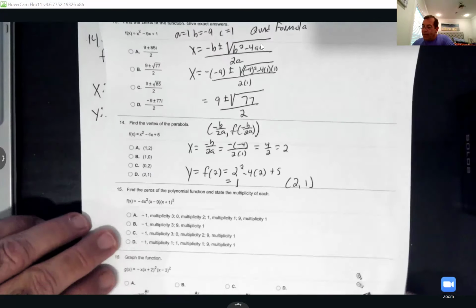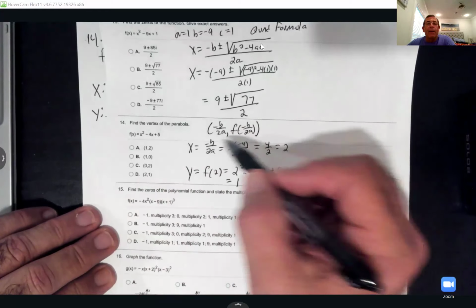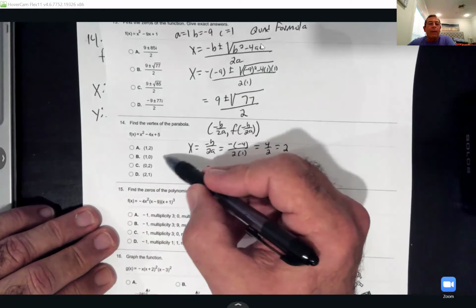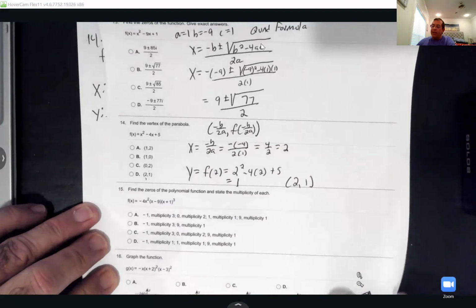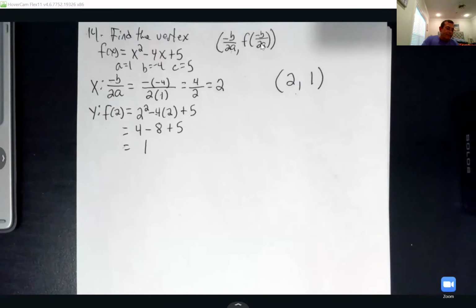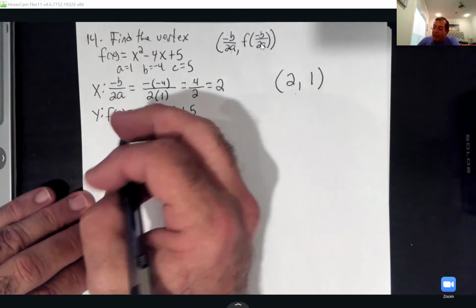Now, what's funny on that, and look at these answers. I got an x value of 2. There's only one part that had a 2 for the x value, okay? So you can sort of eliminate on those sometimes.